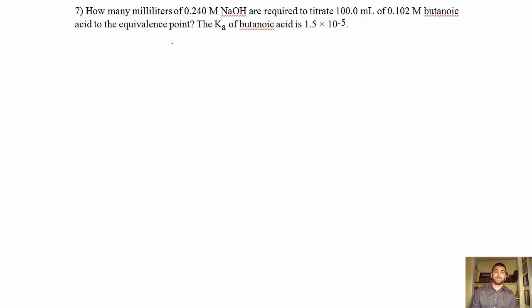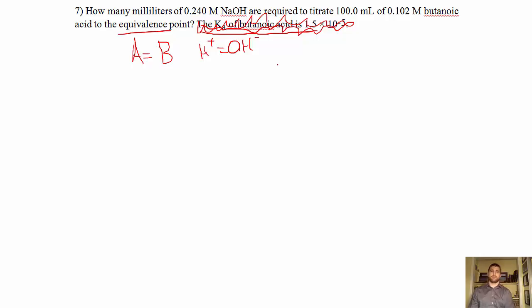So equivalence point again is where acid equals the base, right? The H plus equals the OH minus. So what's with this Ka stuff? It's extra. It's a red herring. It's just to throw you off. It's simply a MaVa thing.